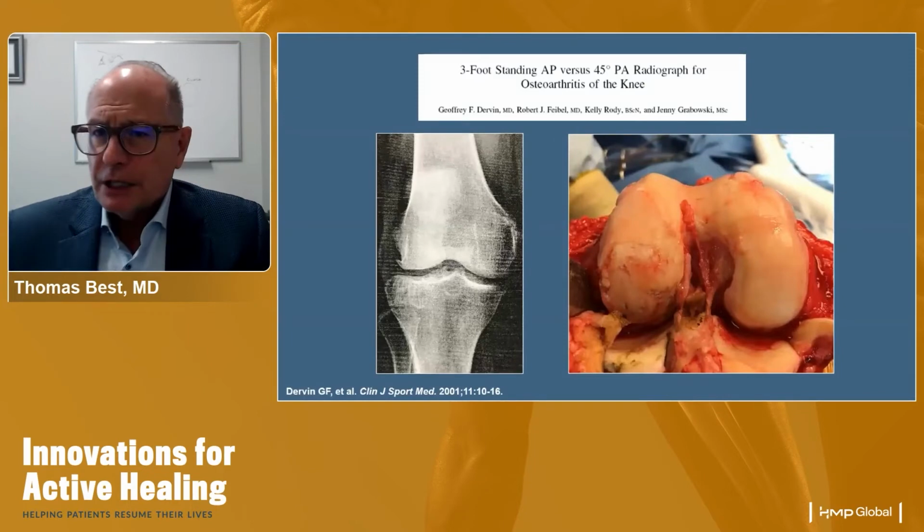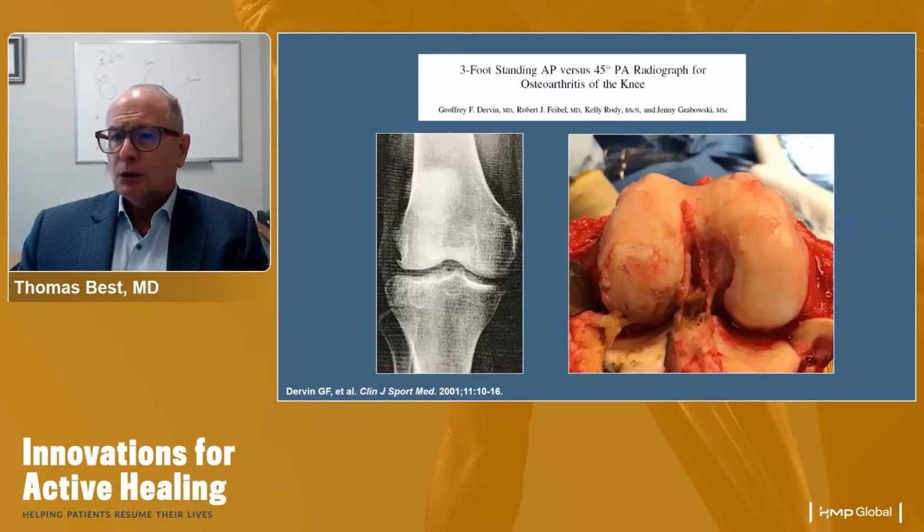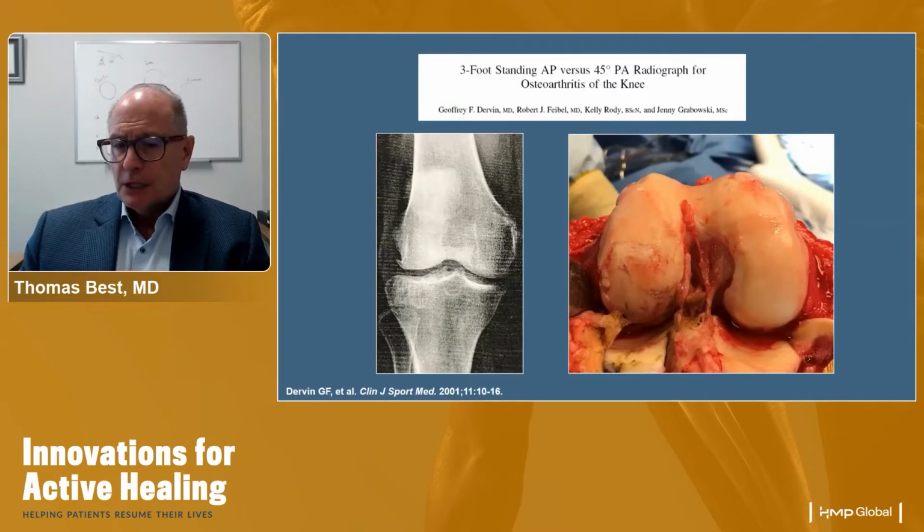There's been a lot of studies looking at what's the optimal degree of knee flexion in order to assess for osteoarthritis. Here's a great example of a paper published almost 20 years ago now that's withstood the test of time and shows that when you're getting these films, probably about 45 degrees of knee flexion for that AP and lateral film is really the way to go in terms of assessing a proper weight-bearing film.